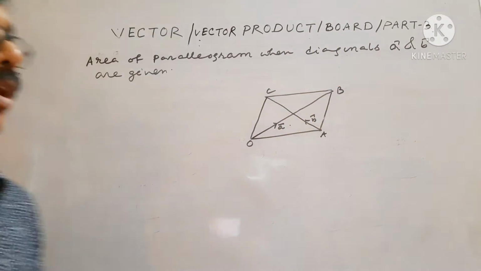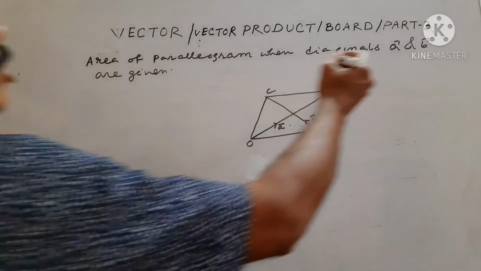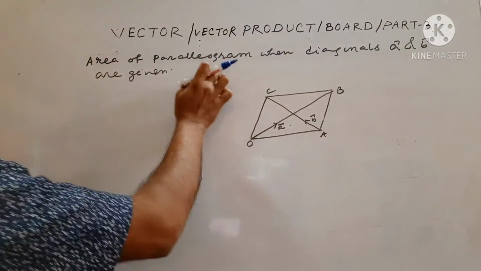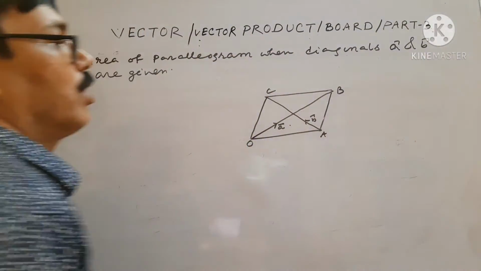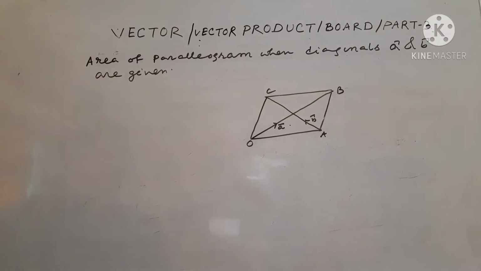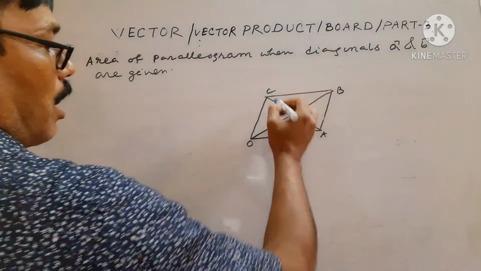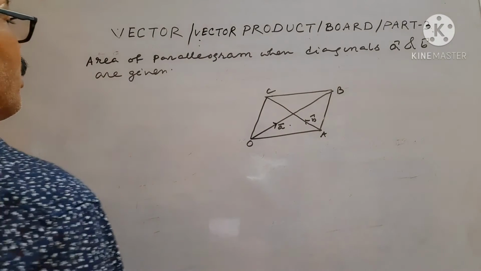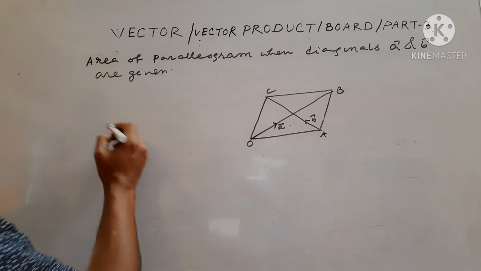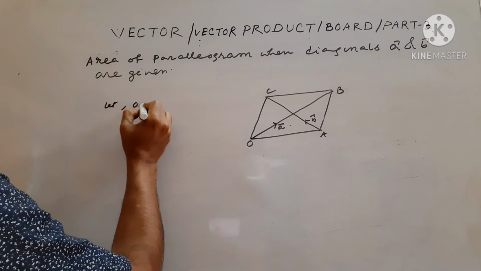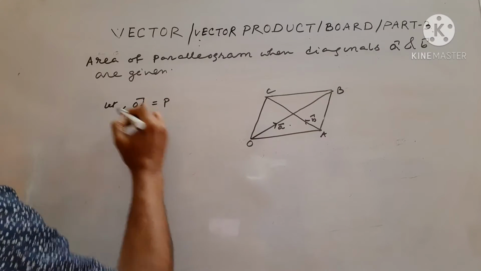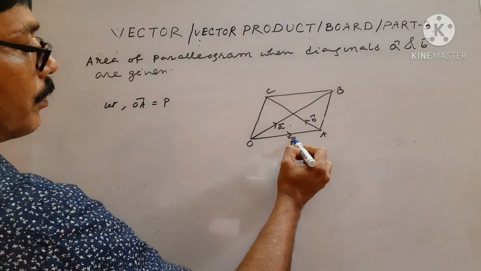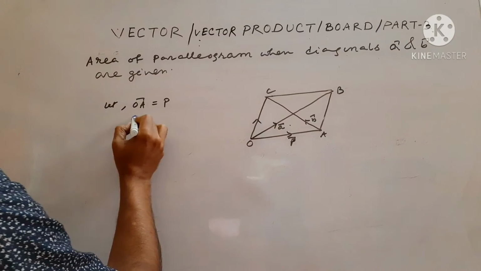Now the area of a parallelogram in terms of diagonals. Area of a parallelogram when diagonals are given. So OACB is a parallelogram, and diagonals a and b are given. So find the area. Let OA equal vector p and OB equal vector q.